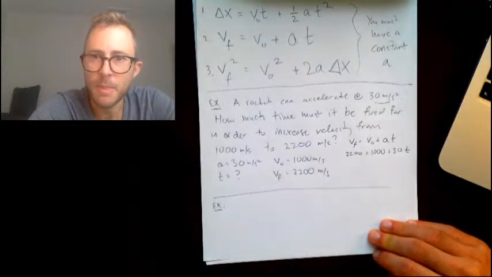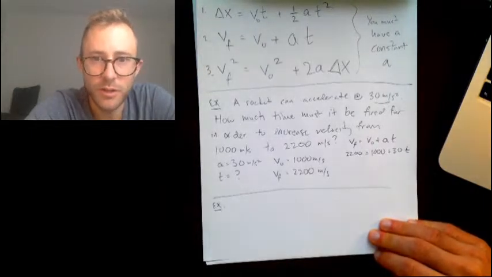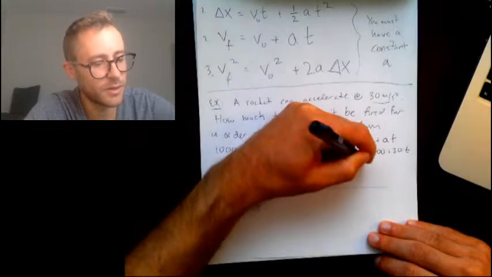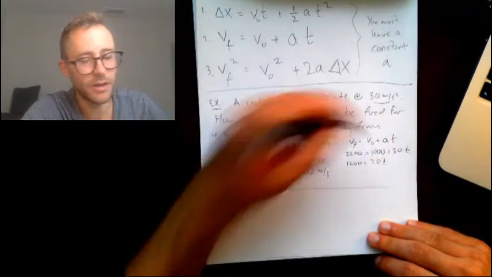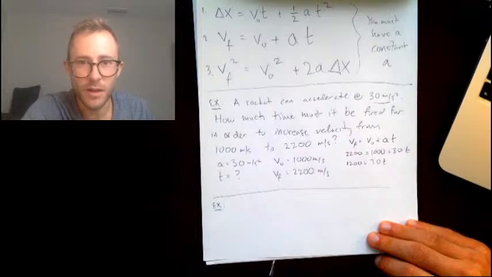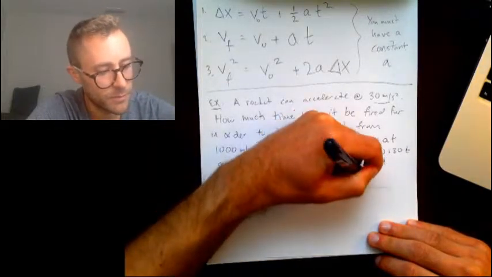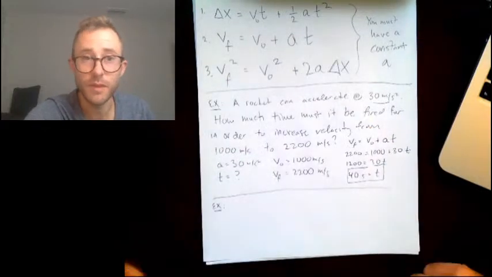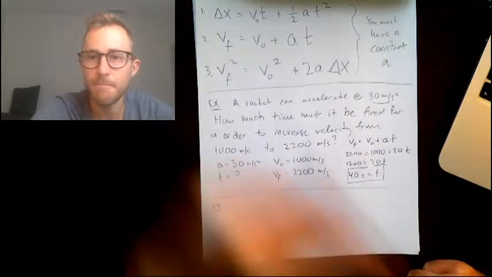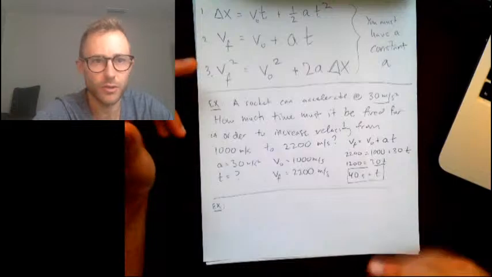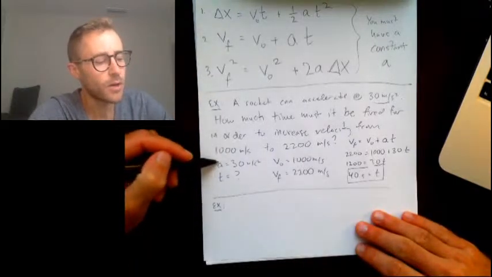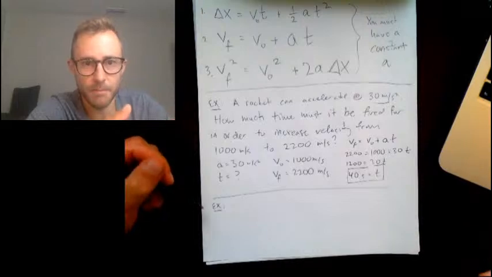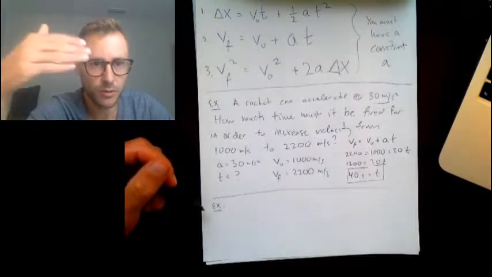All right. So now we just have a linear equation. So I subtract 1,000 from both sides. We get 1,200 equals 30t. Then I divide both sides by 30, and I get 40 seconds is the time that the thrusters would have to be fired for. Very good. Okay. So this is how that works. You want to write down the knowns and the unknowns, choose an equation based on that, plug in the numbers, solve the equation.